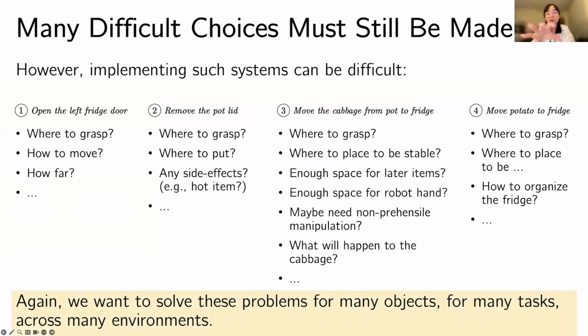Oh, yeah, sure. Let me try to go back to this slide. So the question is how we can make decisions about different placements in the fridge, for example. Of course, when we're trying to move an object from one location to the fridge, there are a lot of things we need to decide. For example, when you decide where to grasp, we need to sample a stable placement for the object. We also want to make sure that if we want to put multiple objects in the target space, there is enough space for later items to be placed, and different kinds of things.